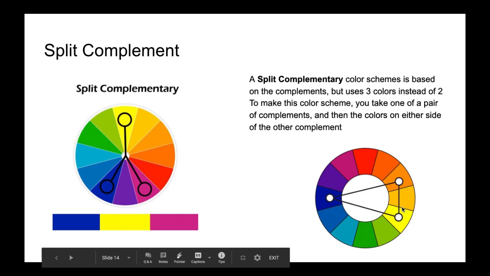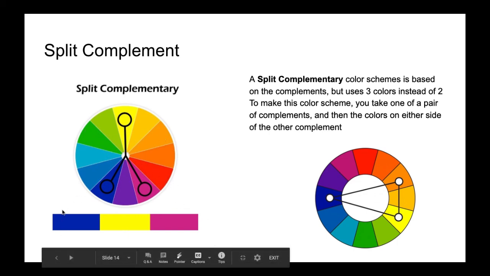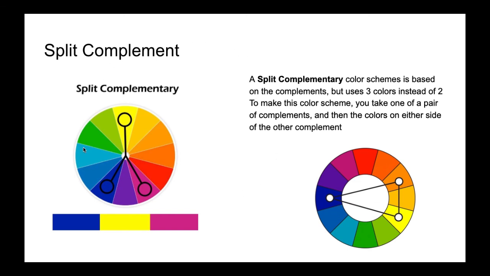So split complement is splitting a complementary pair in 2. You can do that with your other 2 complements. You can do blue and orange and take a split complement. You can do red and green, take a split complement. So these tend to be less overwhelming than just using the complementary pair. So you see this a lot in house design and in weddings. So those are our 6 color schemes.